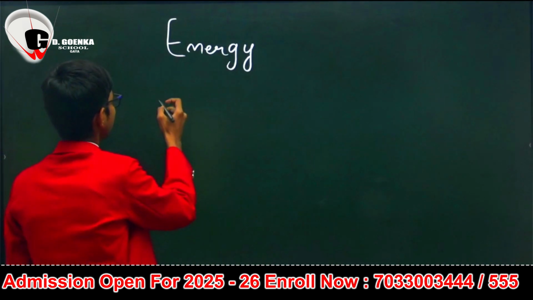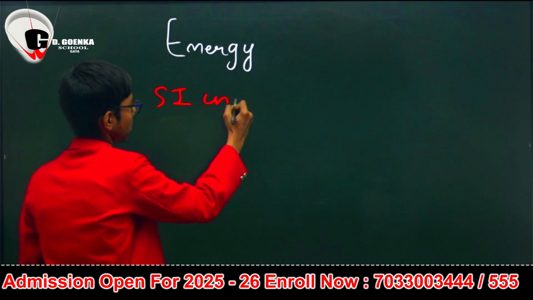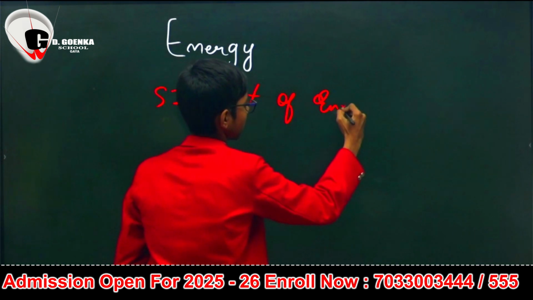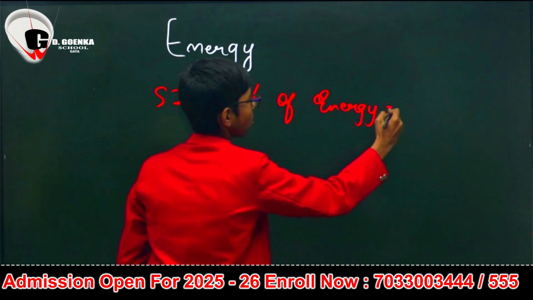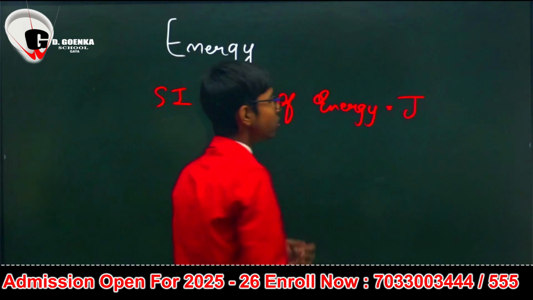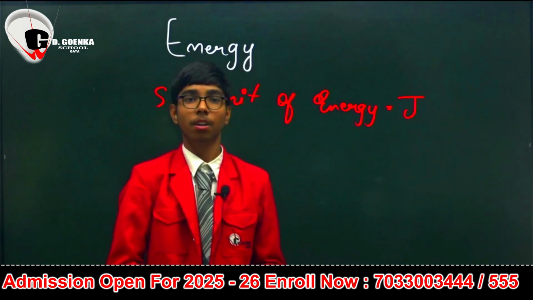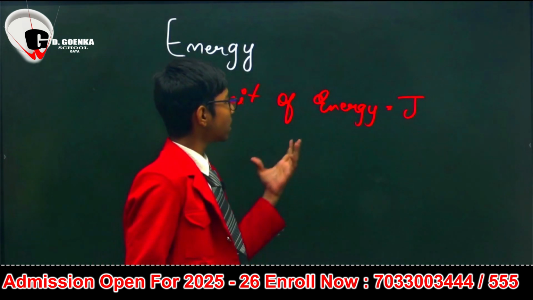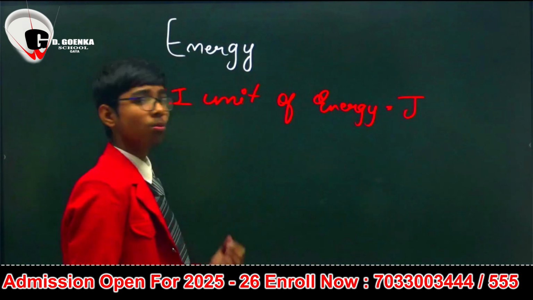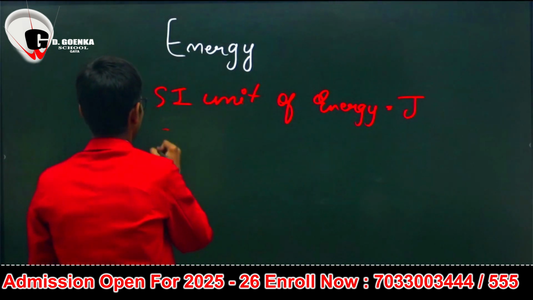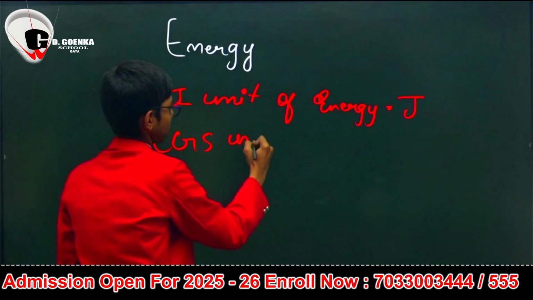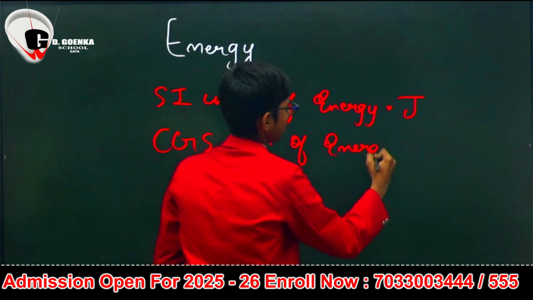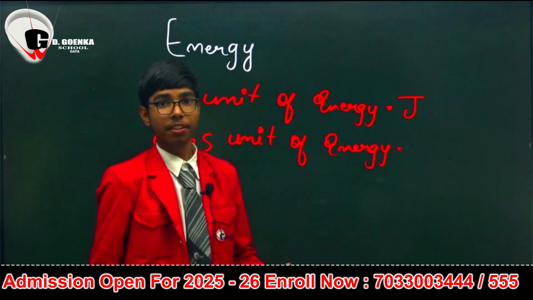So the SI unit of energy is also joule. And the name joule came from a scientist whose name is James Prescott Joule. So the SI unit of energy is joule. Now we should also know the CGS unit of energy. So the CGS unit of energy is erg.